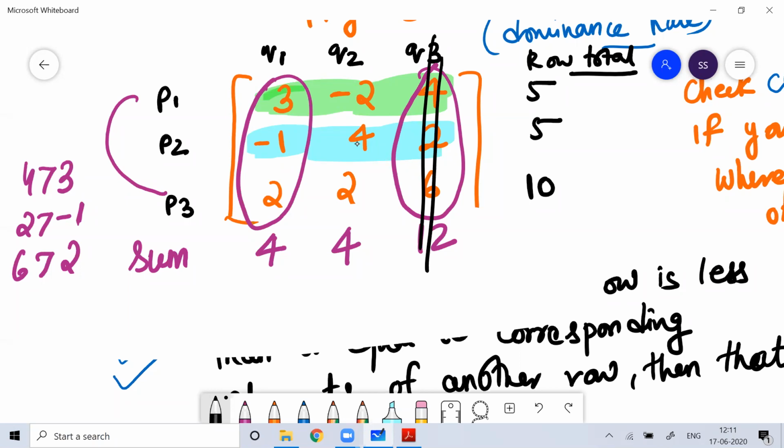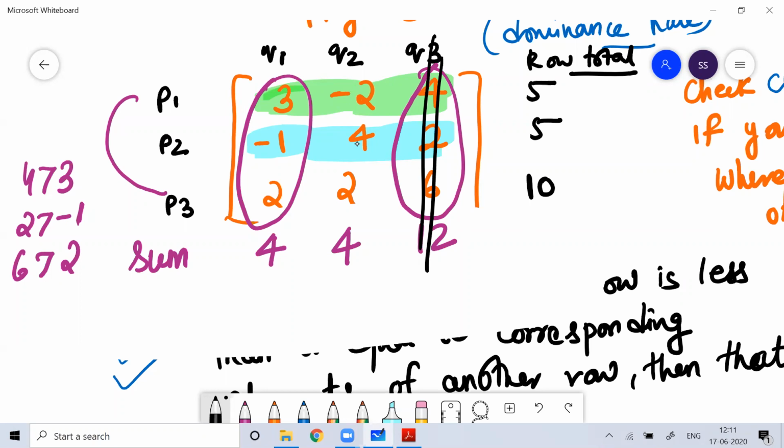Everyone understood this, right? So ultimately, row wise, you have to compare one row with the other row, and you have to find that row which is being dominated by another row. So row wise, when you compare one row with another row, you have to compare one element with the other element.